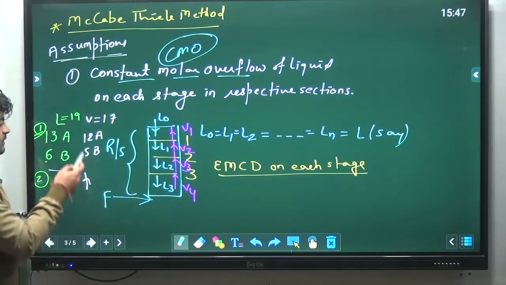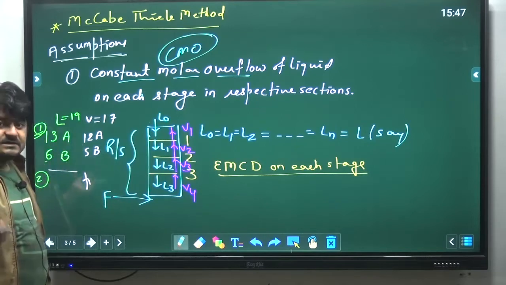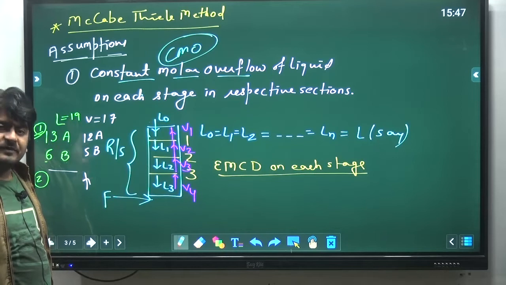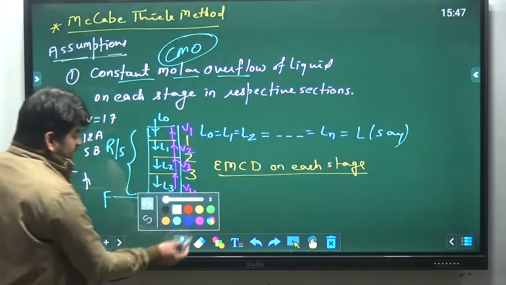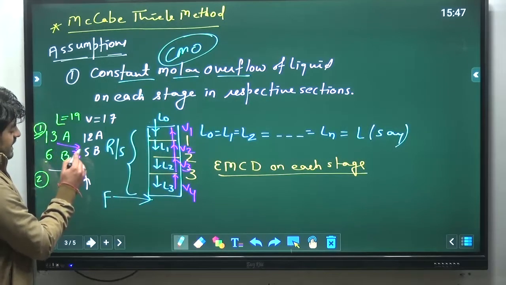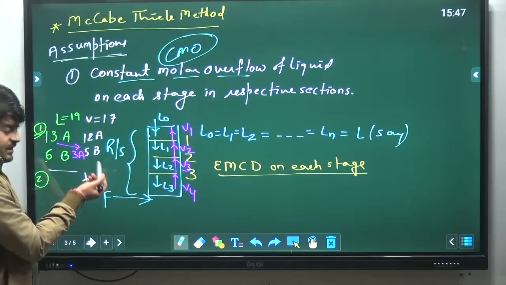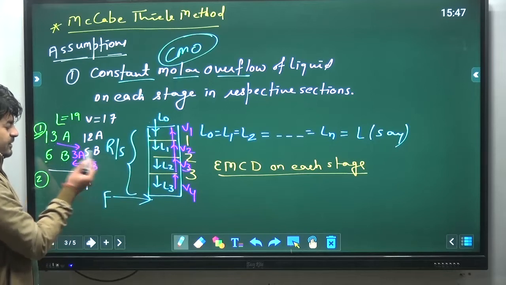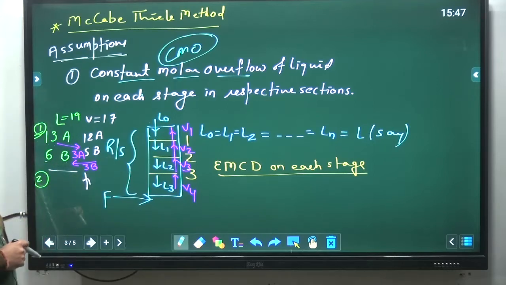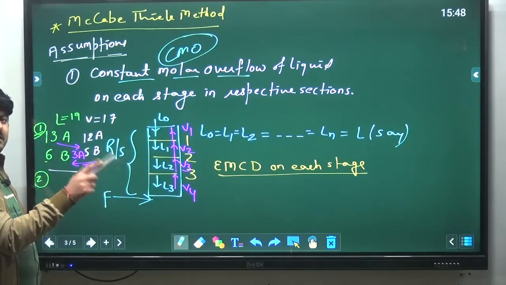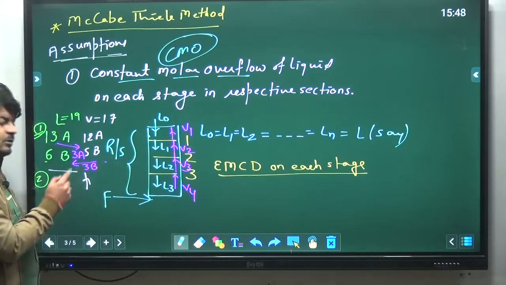The idea is that A will move from liquid to vapor and B will move from vapor to liquid. So equimolar counter diffusion means if 3 moles of A are going from liquid to vapor, simultaneously 3 moles of B will go from vapor to liquid.